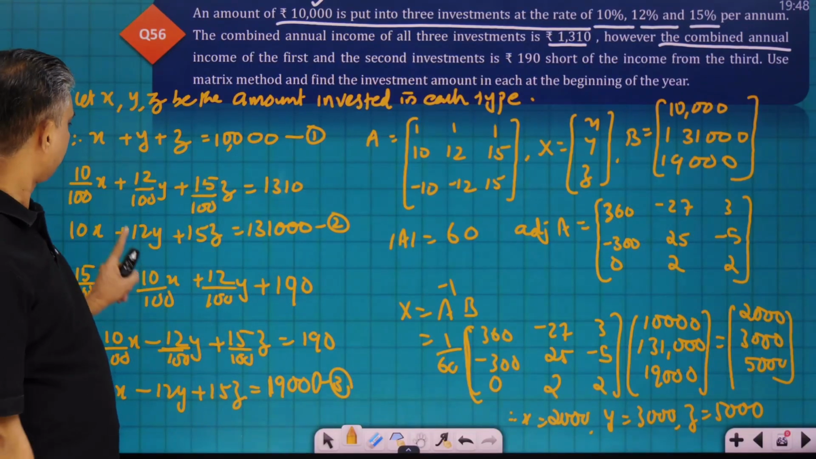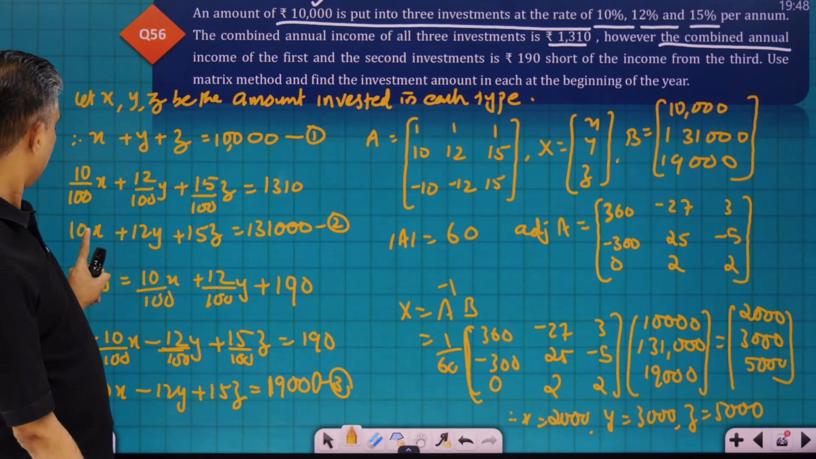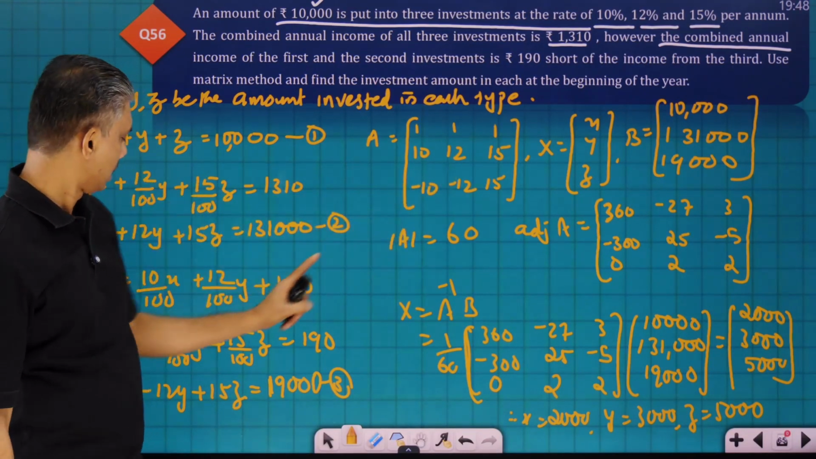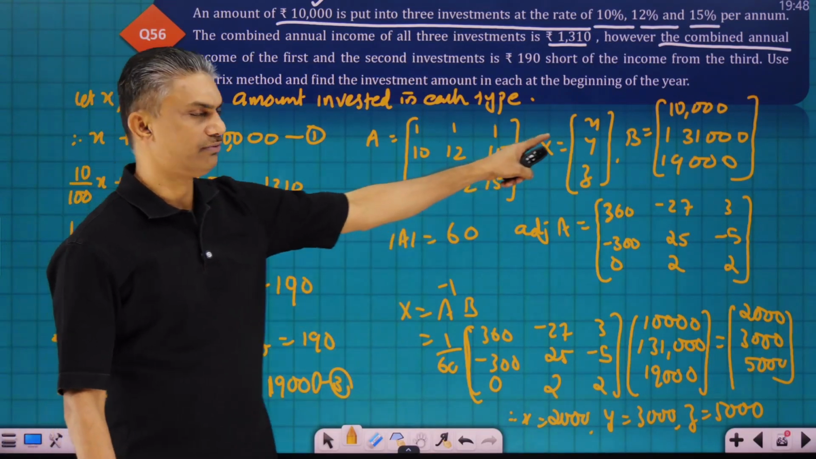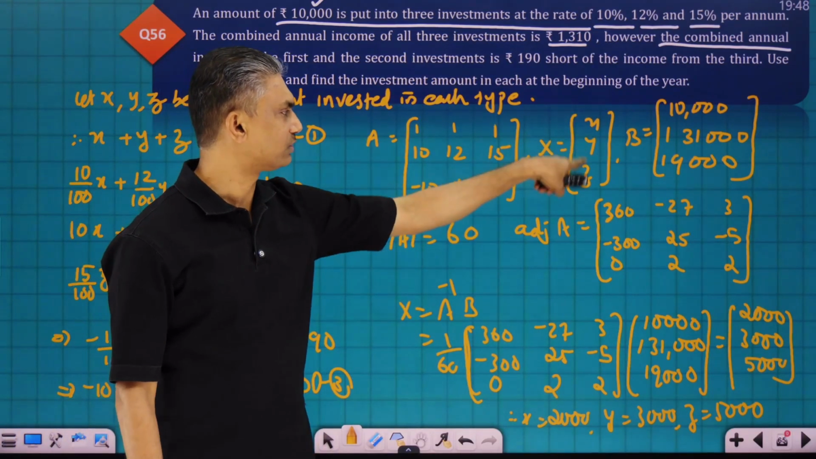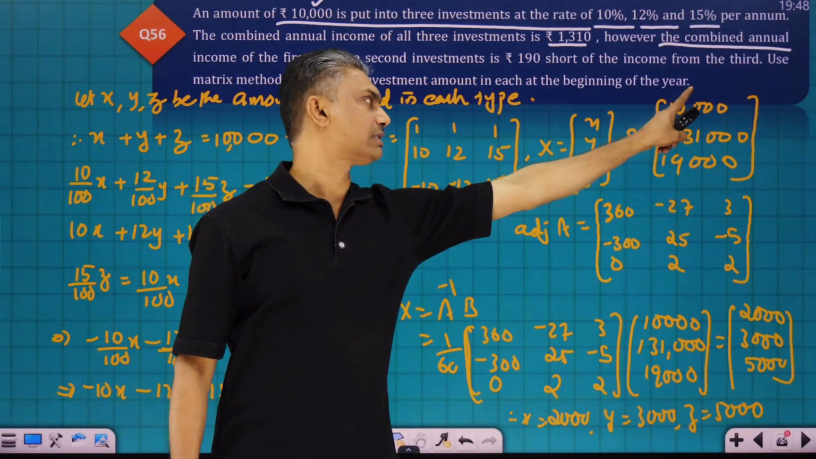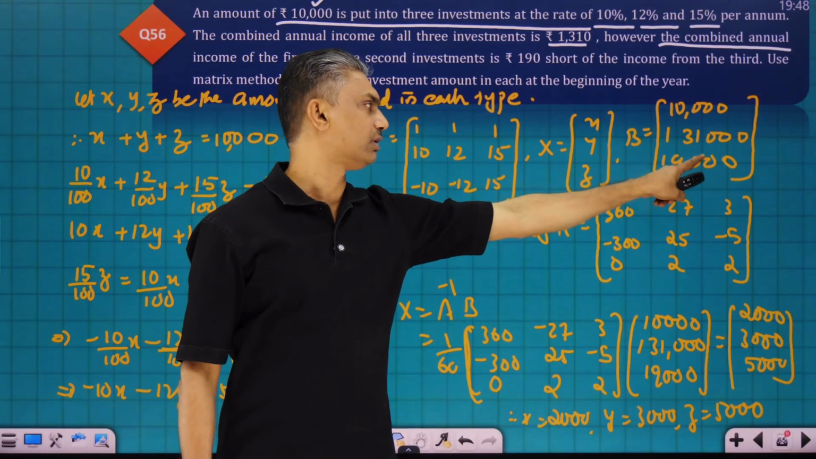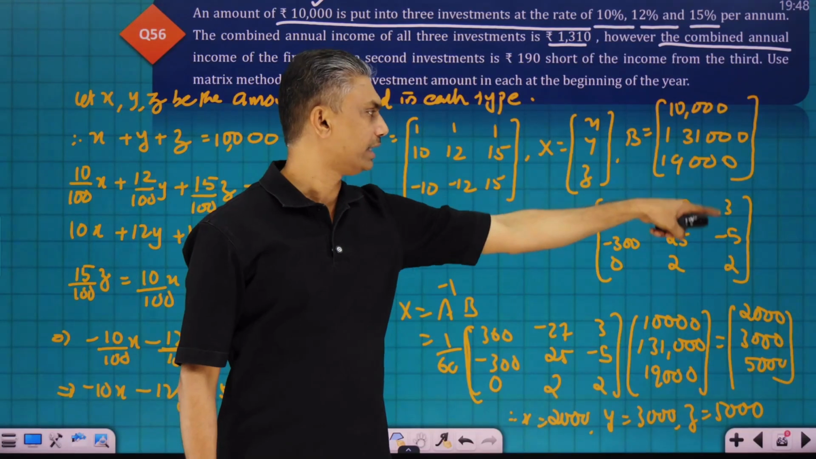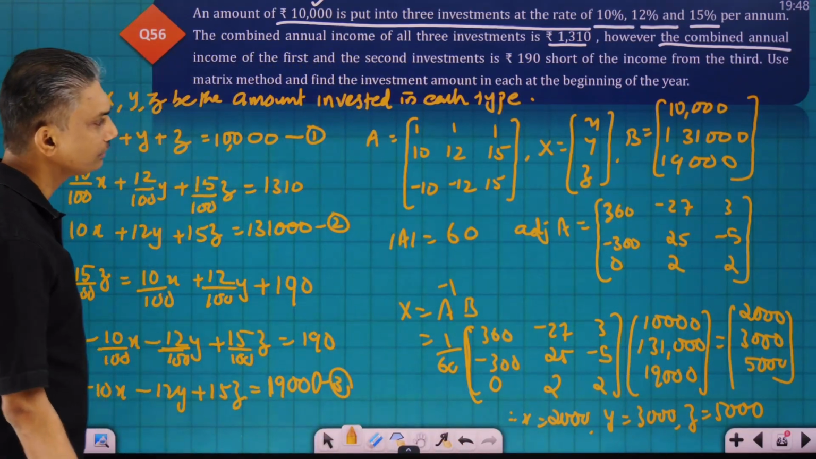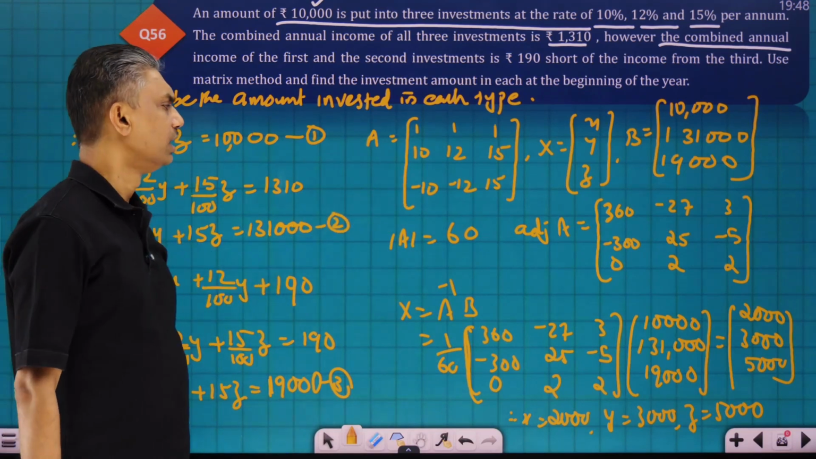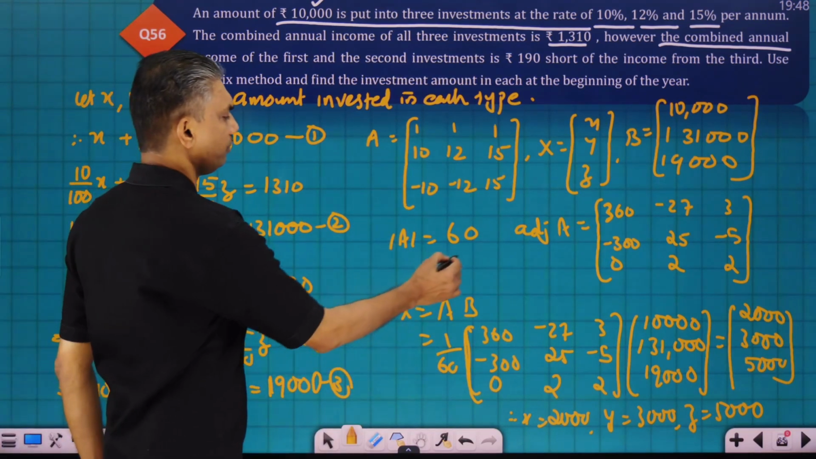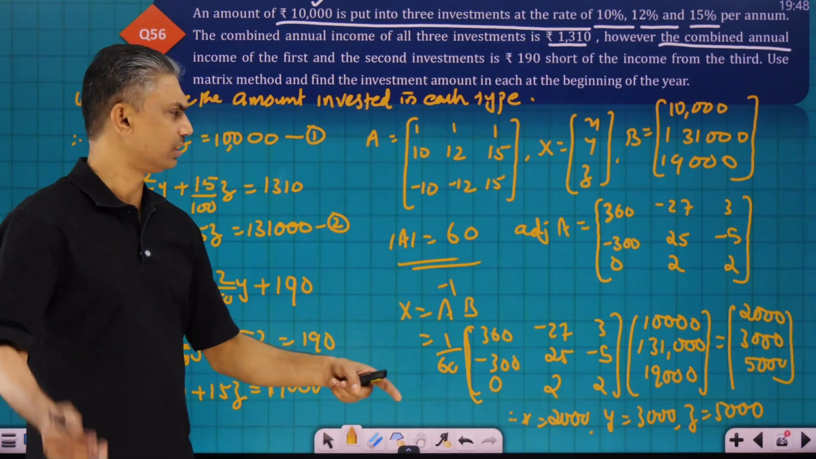Matrix form. Coefficient matrix is 1, 1, 1, 10, 12, 15 and minus 10, minus 12, 15. The variable matrix is X, Y, Z, and the constant matrix is 10,000, 131,000, 190,000. Now, the determinant will be this one. If you evaluate the determinant, you can do it by yourself.